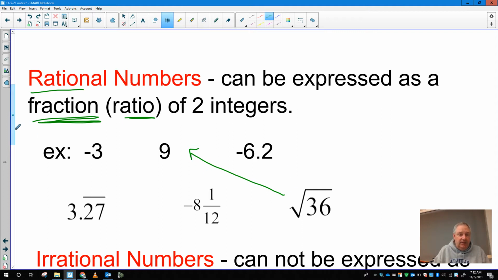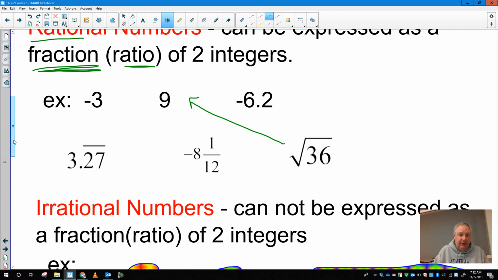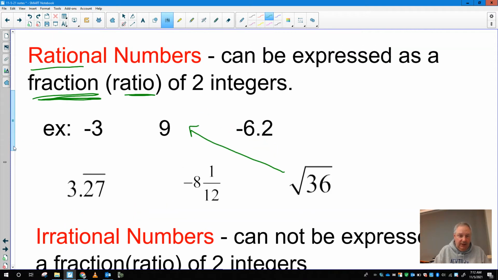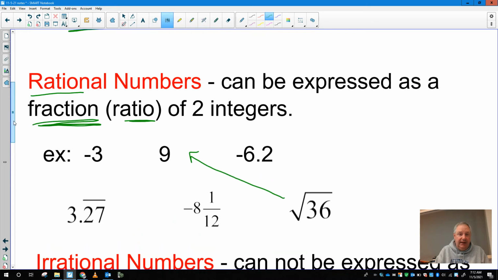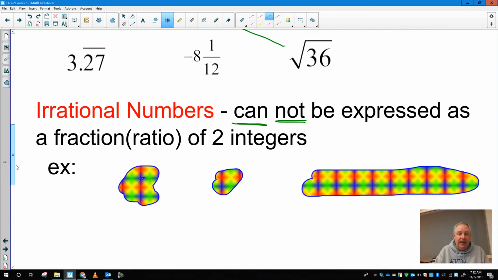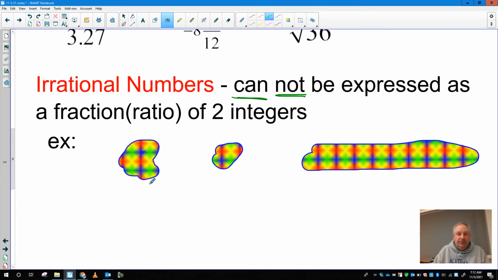New in this section is a group called irrational numbers. And that prefix, you probably know from English, means the opposite. So it cannot be expressed as a fraction. Rational means you can write it as a fraction. Irrational means you cannot write it as a fraction.